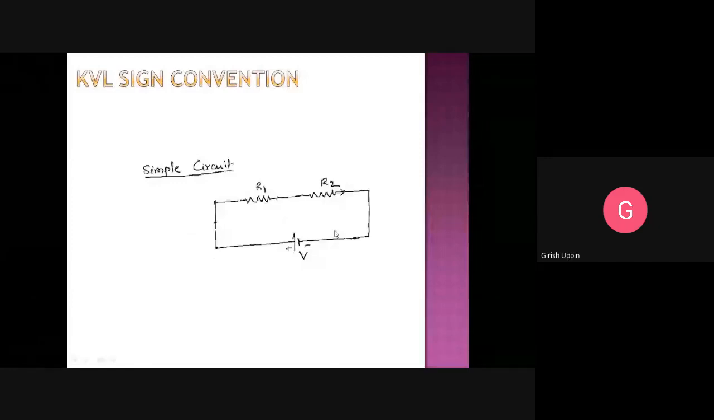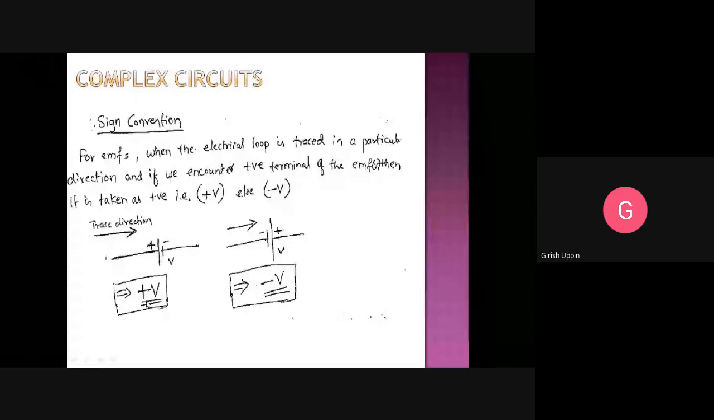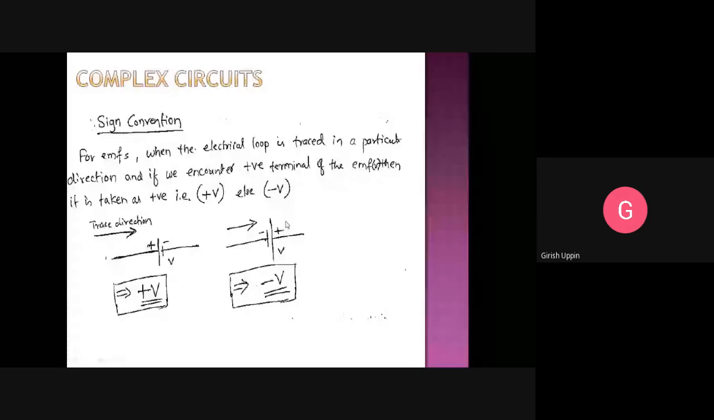For EMF sources, what is the convention? When you are doing the tracing and you come across the positive plate, then you take this voltage as plus. If it is 50 volts, you will take plus 50. And whenever you are doing the tracing and you come across the negative plate of the EMF source, you will take this voltage as a negative value. Suppose it is 25 volts, you will take it as minus 25.